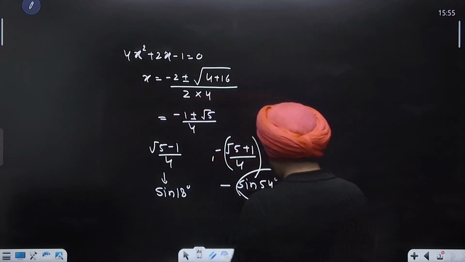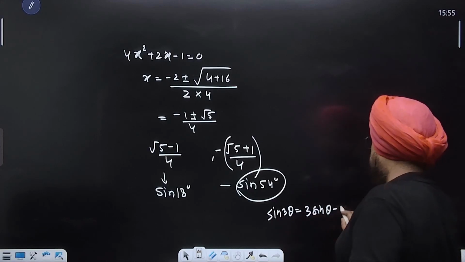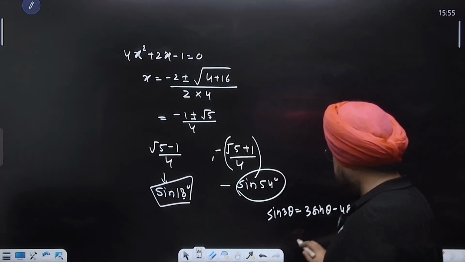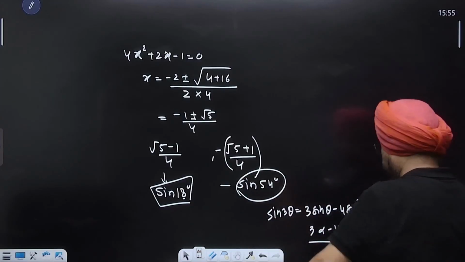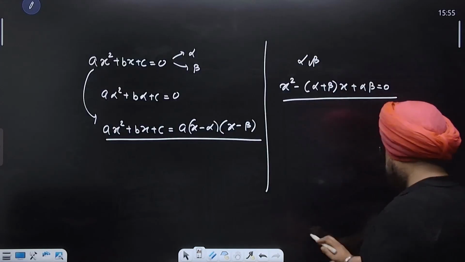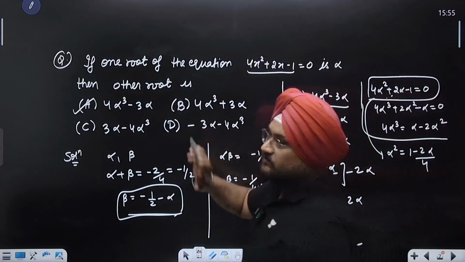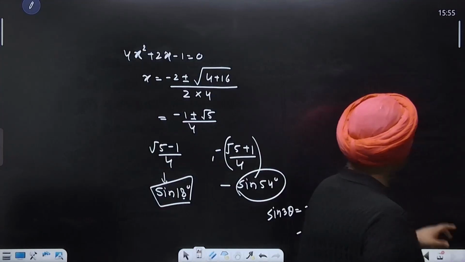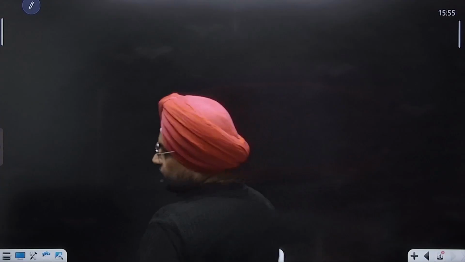So this is sine 3 theta. Sine 3 theta is 3 sine theta minus 4 sine cube theta. If theta is 18 degree, then 3 alpha minus 4 alpha cube. This will be our other root with a minus sign. So this will be 4 alpha cube minus 3 alpha. But this we have done using the concept of trigonometry. Okay, let's move to the next problem.